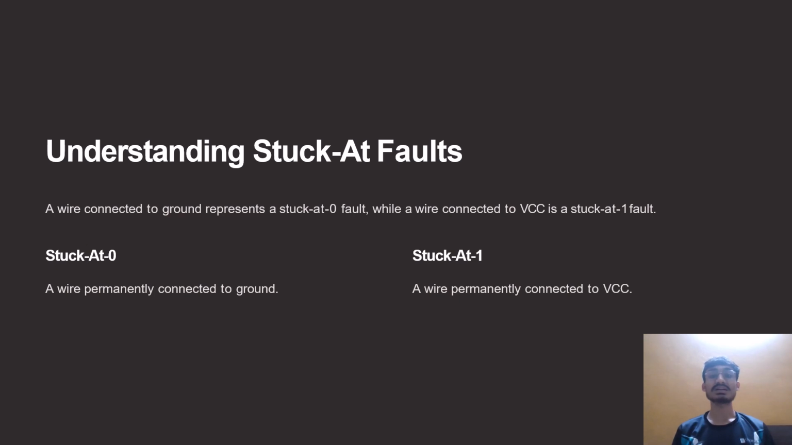Understanding stuck at faults. A wire connected to ground represents a stuck at 0 fault, while a wire connected to VCC is a stuck at 1 fault. Stuck at 0: a wire permanently connected to ground. Stuck at 1: a wire permanently connected to VCC.